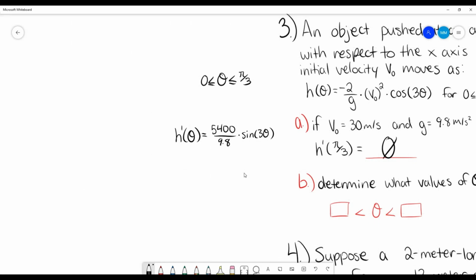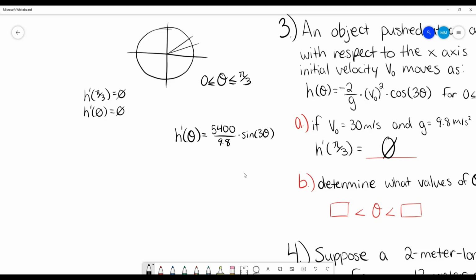So, well, I know it's 0 at pi over 3 because that's what we found already. So I know that it's equal to 0 at pi over 3. And I know if I plug in 0, it's going to be sine of 3 times 0, or sine of 0, which is just 0. And let's think, are there any other points along there? I'll draw out our unit circle a little bit to help us, where sine of 3 theta would be equal to 0. Well, we're only going up to this pi over 3 here.